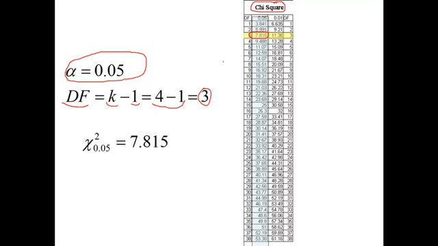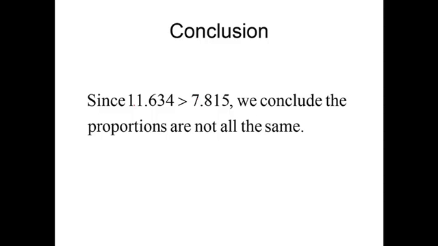So 7.815, and 11.634 is bigger than 7.815. We conclude the proportions are not all the same. So as a matter of fact, people are throwing those Mary Janes back.